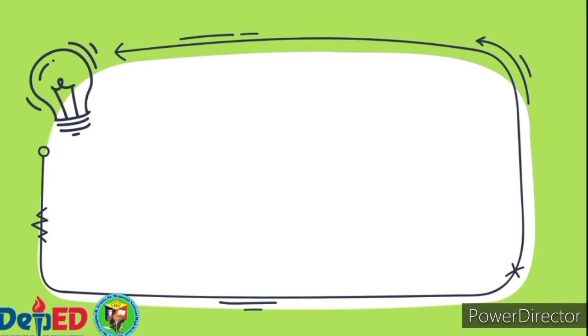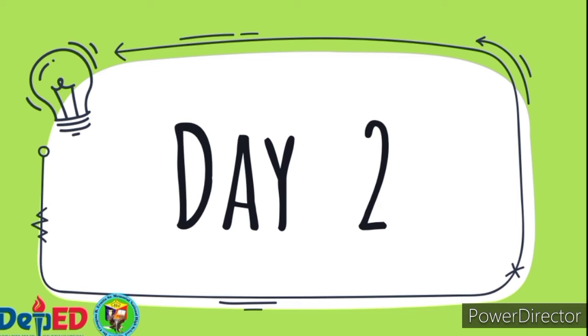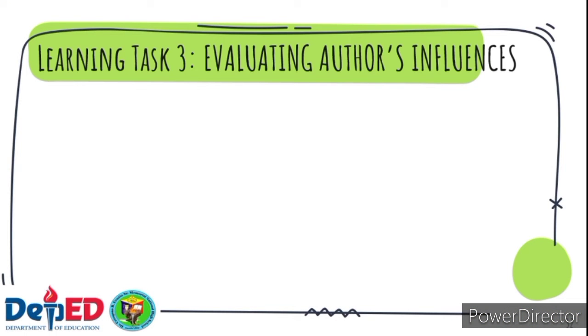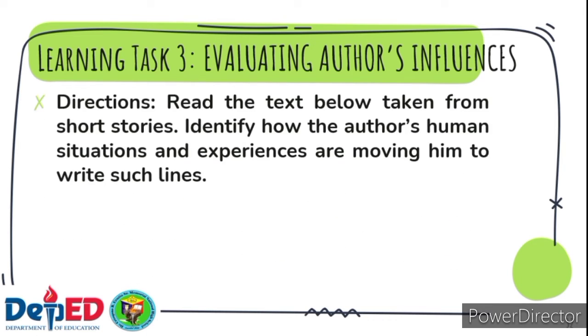This time, let's do day 2 of the lesson. But before that, let's do some recap. Again, what are the influences or factors in literary selection? Can you name them all? That's right, they are culture, history, environment, and economic factors. Now, let's do the next activity. Learning task number 3. Evaluating authors' influences.